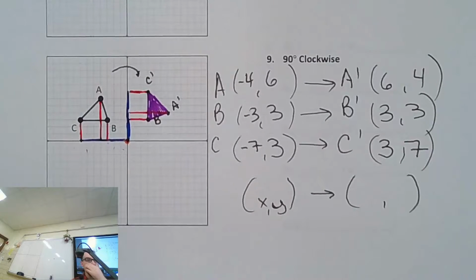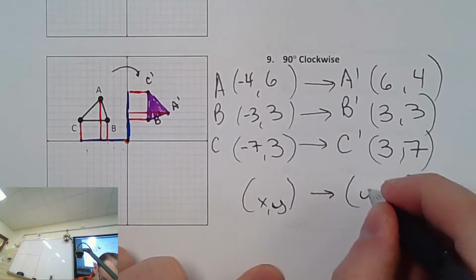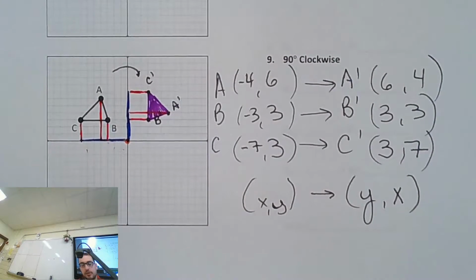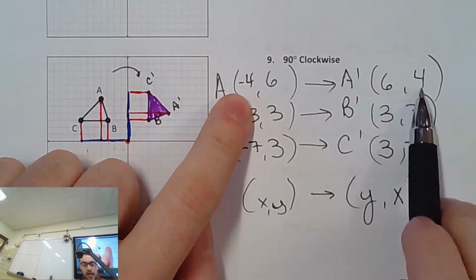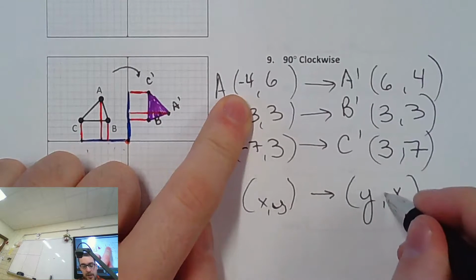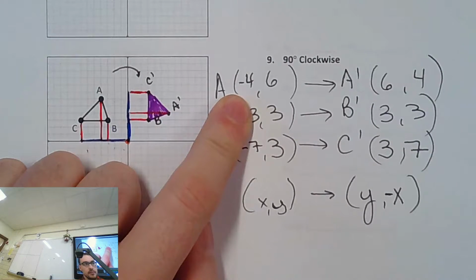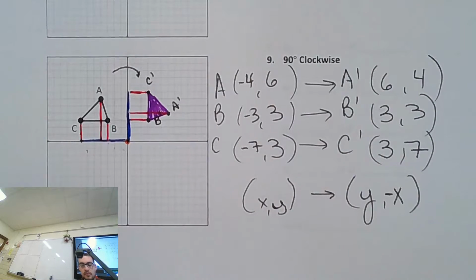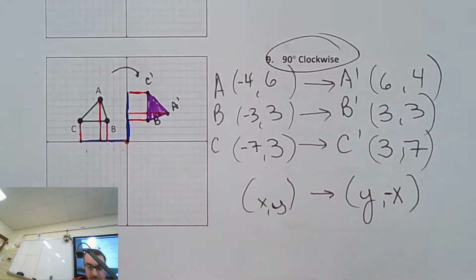So what happened here? X and Y switched. And which one changed? The negative 4 became positive 4 for this one, right? So this changed. So that's our rule. That's the rule for a 90 degrees clockwise rotation. Flip them and make one negative, right?